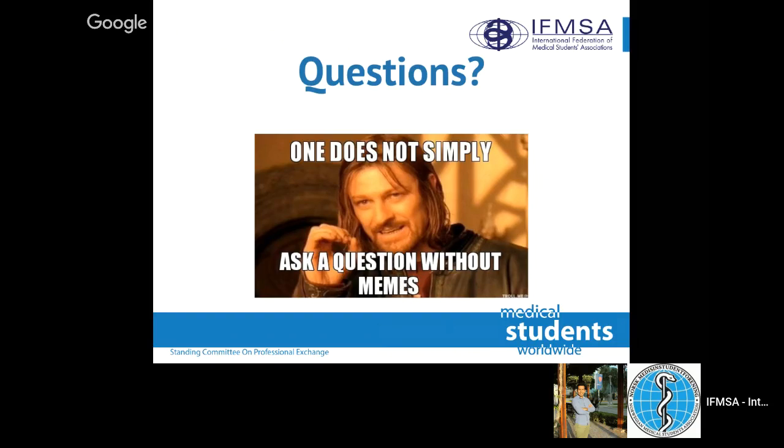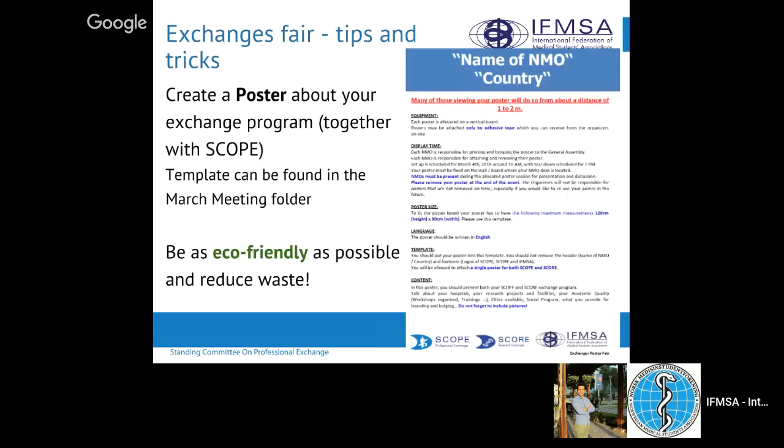Is there a minimum size for the poster? Okay, so the poster size has a maximum measurement of 120 centimeters in height and 90 centimeters in width. It's also included in the poster template instructions, as you can see from this slide. This is the poster template on the right that you can see. And you have this poster template in the March meeting folder. It has been shared with you and it will be shared again. But yeah, try to keep to these maximum measurements.